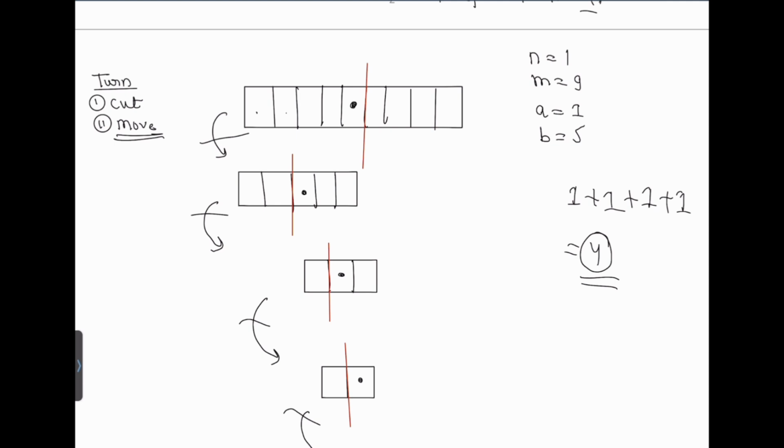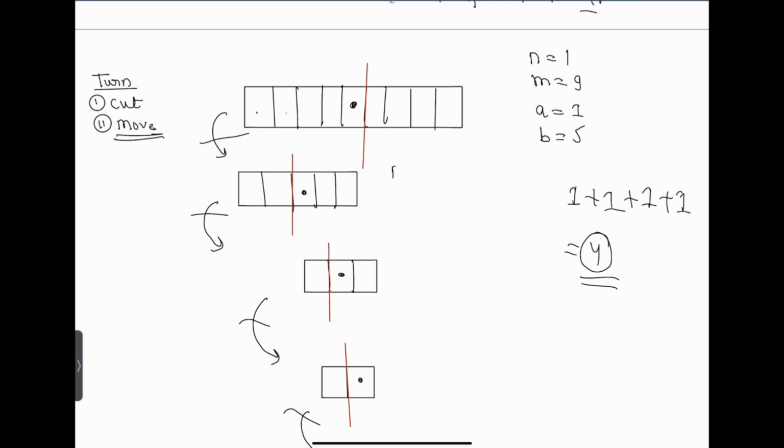So what did we do in the very first move? In the very first move, we made a cut very adjacent to the monster. We made a cut like this, right? Or we could have made a cut like that, right? So our grid basically reduced.